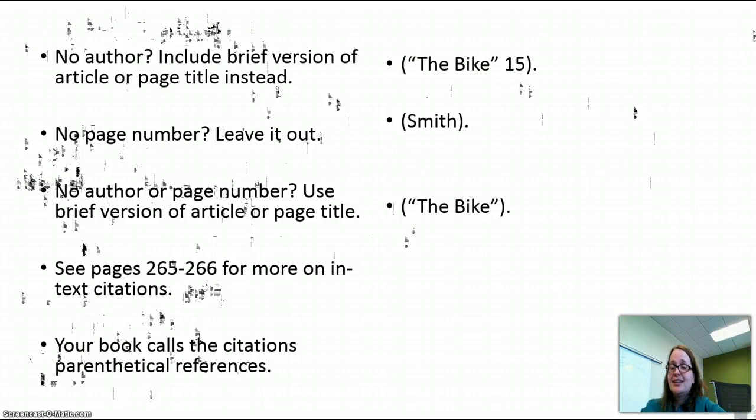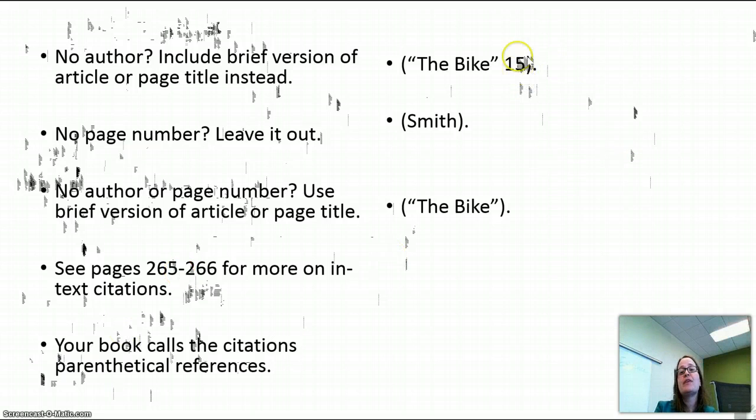Now, a lot of times, when you're researching online, things aren't going to be this easy, because when I have a book, I have an author and I have a page number, almost always. Occasionally there's not an author. You might find that there is no author. So sometimes if I'm looking at a newspaper, it might be an op-ed and there's no author. So what do I do then? I use a brief version of the article or page title. Page title might be, if I'm on FDA and I looked up tanning, page title might be tanning. Of course, in that case, the FDA is my author, but that's a whole other story. We'll look at that later.